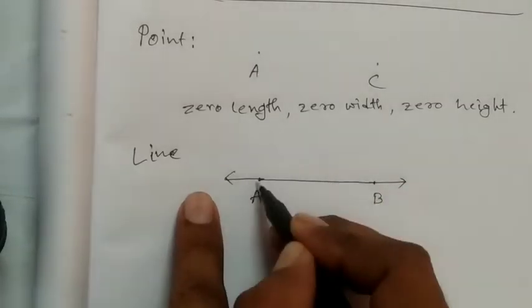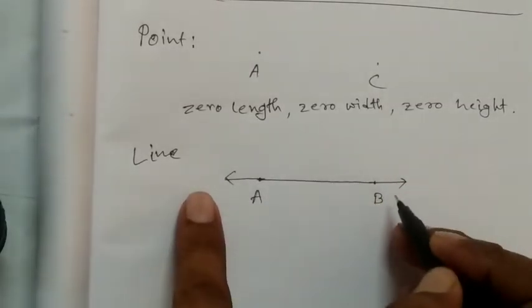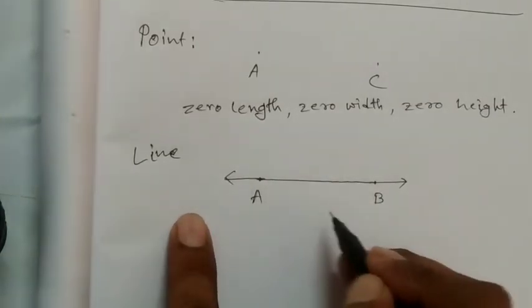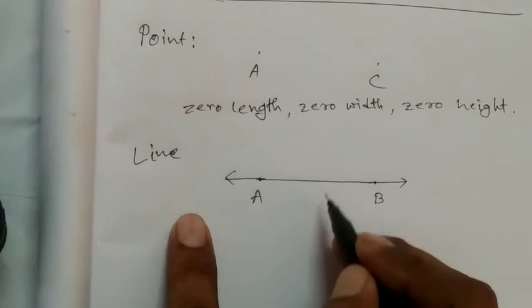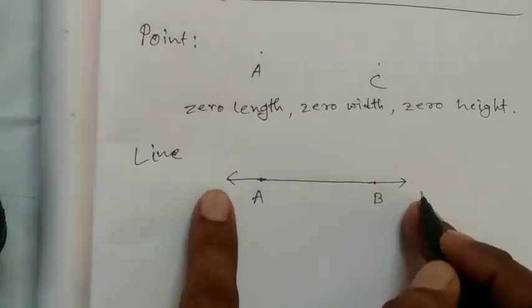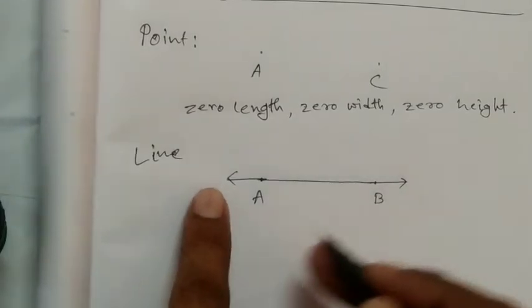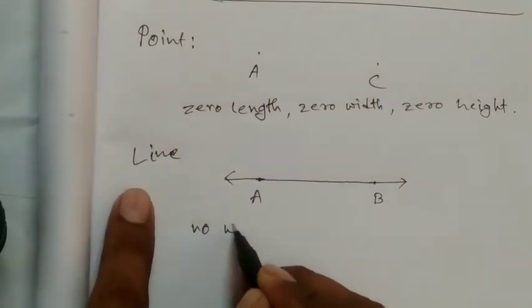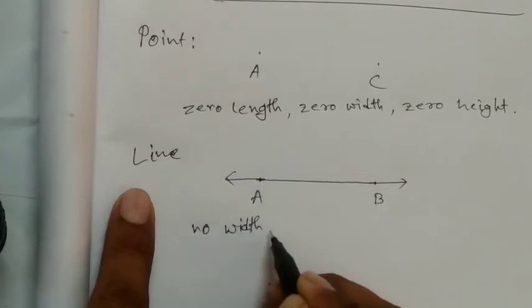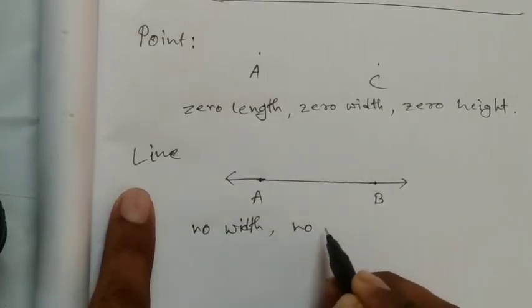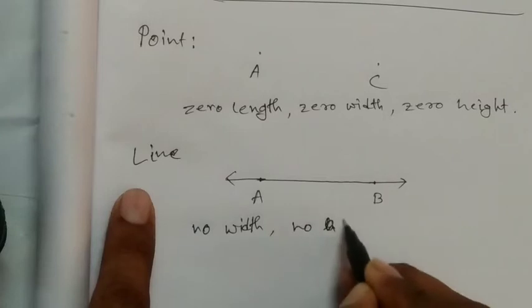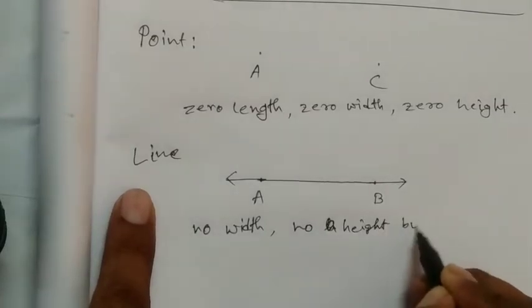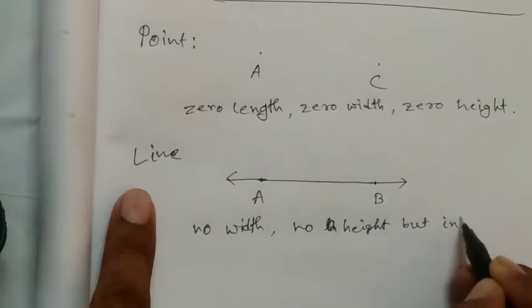Okay, and we use arrowheads on its 2 ends. A line has no width and no height, but infinite length.